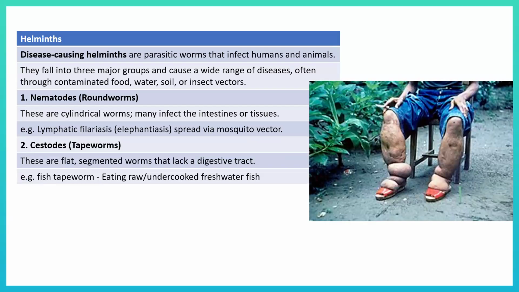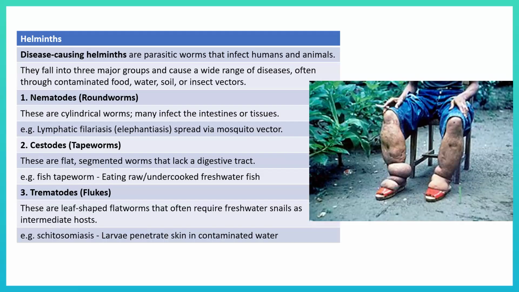Tapeworms are flat segmented worms. An example is fish tapeworm. This comes from eating raw or undercooked freshwater fish. So this has got another water element to it. Mosquitoes need water to breed, so that's got another water element to it. So in tropical regions, these diseases are really common. And then we've got the flukes. These are flat worms. They look a bit like a leaf. They're called leaf-shaped flatworms. They often require freshwater snails as intermediate hosts, which is really horrible.